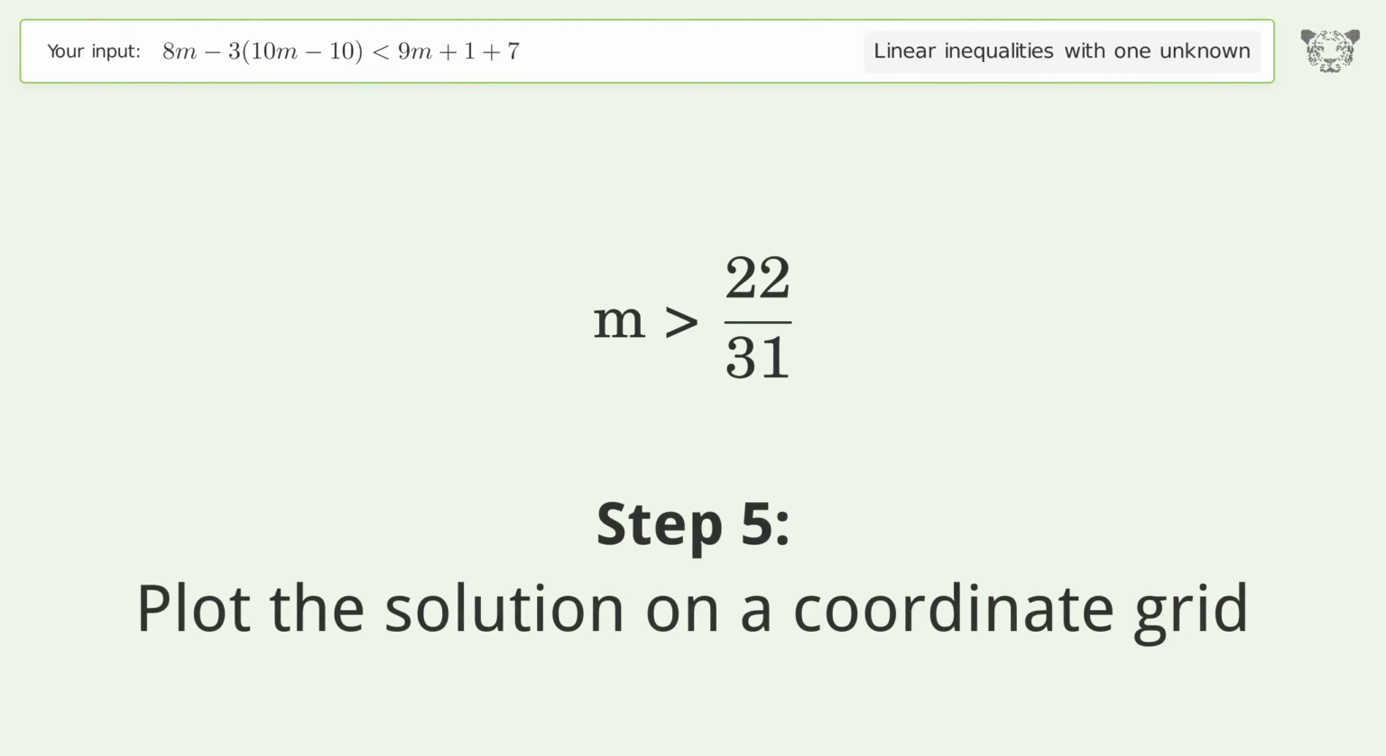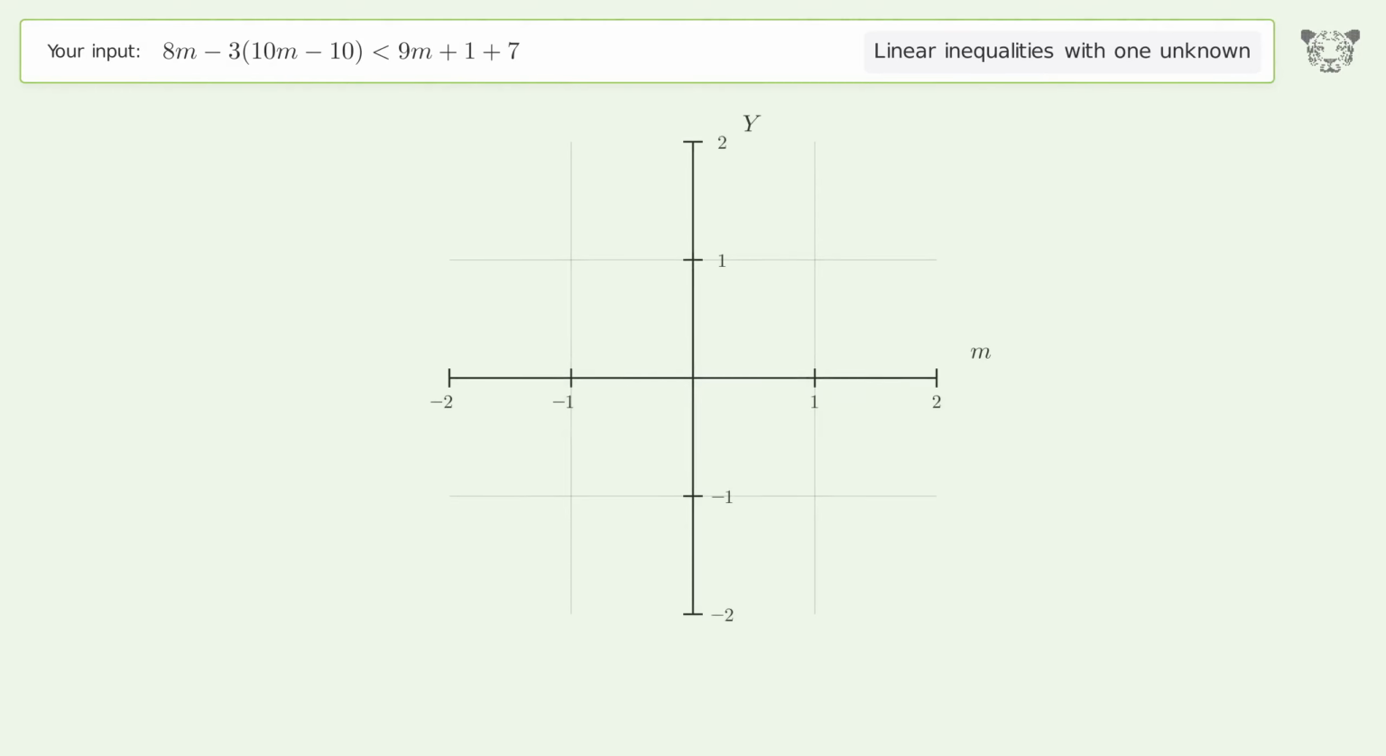Plot the solution on a coordinate grid. And so the final result is m greater than 22/31.